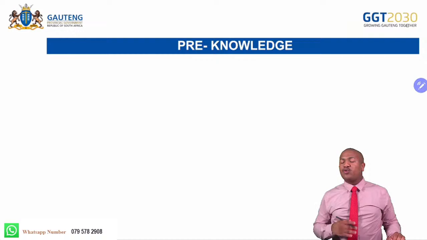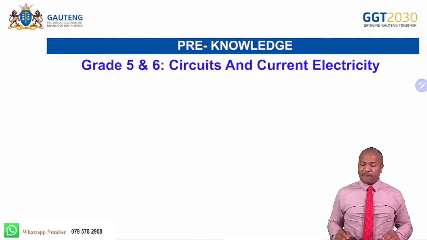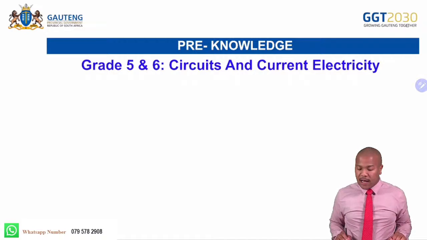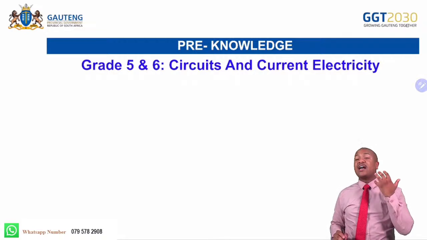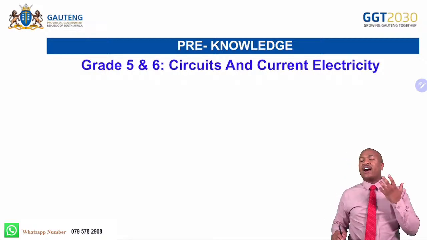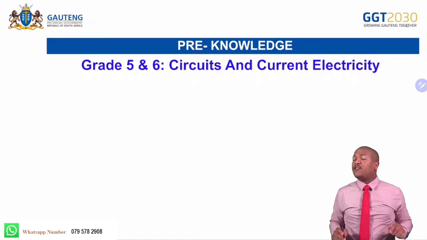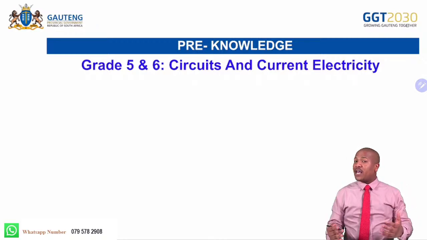Now, let's look at what we have done in the previous grades prior to today's lesson, right? In grade 5 and 6, we talked about circuits and also current electricity. I hope you still remember that part, right? But if you don't, we're going to remind you in today's lesson, right?